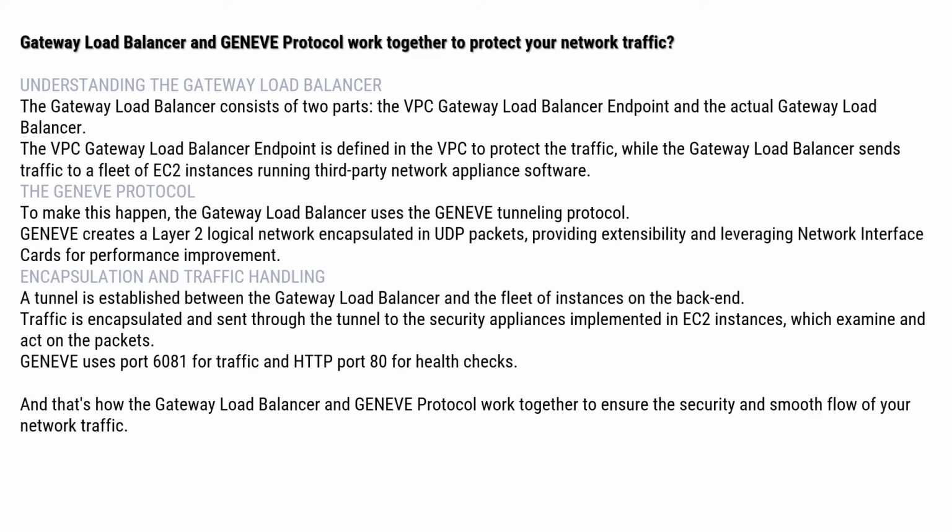Geneve creates a layer 2 logical network encapsulated in UDP packets, providing extensibility and leveraging network interface cards for performance improvement. A tunnel is established between the Gateway Load Balancer and the fleet of instances on the backend. Traffic is encapsulated and sent through the tunnel to the security appliances implemented in EC2 instances, which examine and act on the packets. Geneve uses port 6081 for traffic and HTTP port 80 for health checks. And that's how the Gateway Load Balancer and Geneve protocol work together to ensure the security and smooth flow of your network traffic.